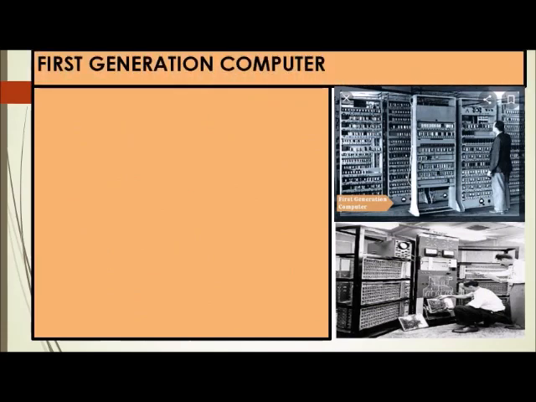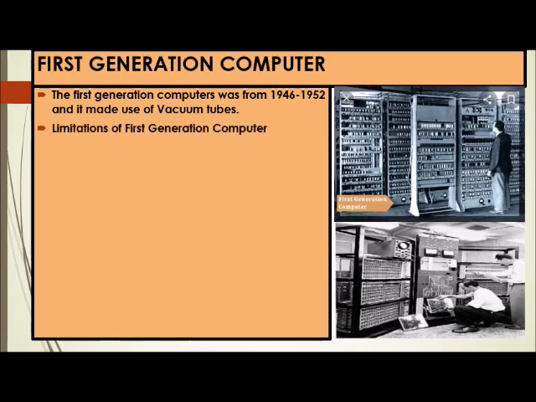Let's look at the first generation computer. The first generation computers were from 1946 to 1952, and they made use of vacuum tubes. Now, the limitations of this first generation computer were: 1. They use valves or vacuum tubes as their main electronic component.